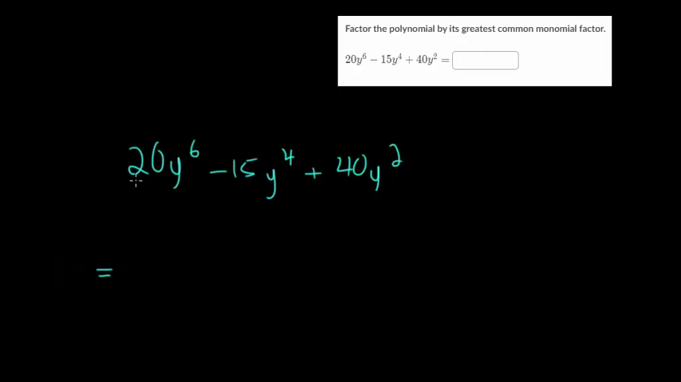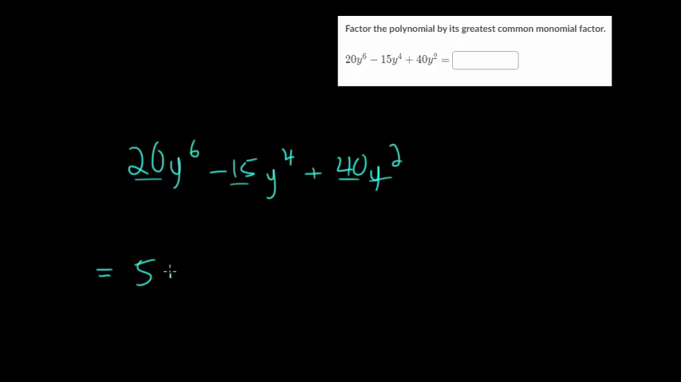So this one, we just want to factor this polynomial by its greatest common monomial factor. So I'll rewrite it as 20y to the 6th minus 15y to the 4th plus 40y squared. And let's start with the numbers. Notice that 20, minus 15, and 40, they're all divisible by 5. So let's start there by just pulling a 5 out from each of these, or dividing each of them by 5. And then in terms of the y's, notice that y squared is the smallest.